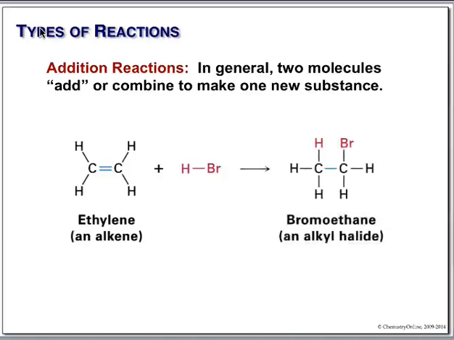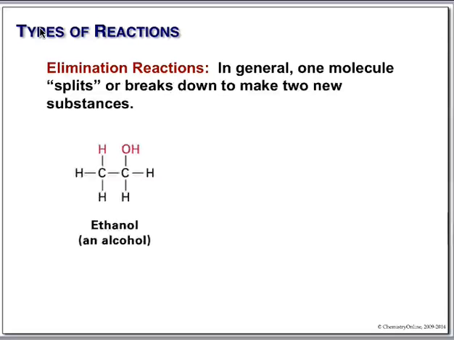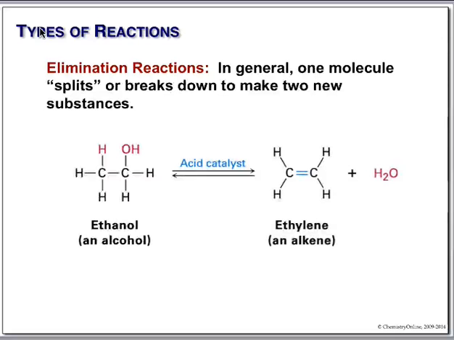Elimination. Like I said, we're going to take a compound and remove something. In this case, we're going to start off with ethanol, a simple alcohol. And what we're going to do is remove the elements of water, hydrogen and an OH. The OH will leave with its electrons. And we wind up with an alkene in this place. This reaction goes in both directions.